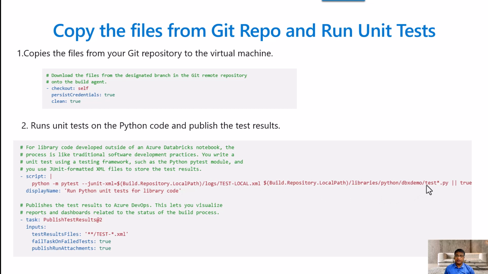In the same way, we use this syntax for test.py. So test.py is your testing Python module, and it is going to use the unit testing framework for that. The output of this will be the test-local.xml file. Once this output is coming, the next task is to publish the test result, and the test result is the same test-local.xml file. We are going to publish these test results.